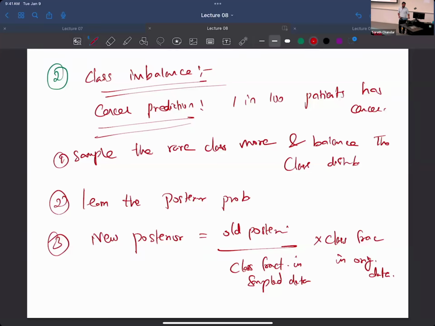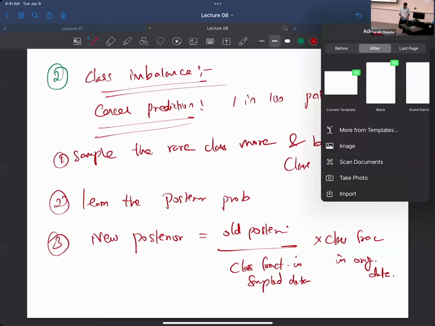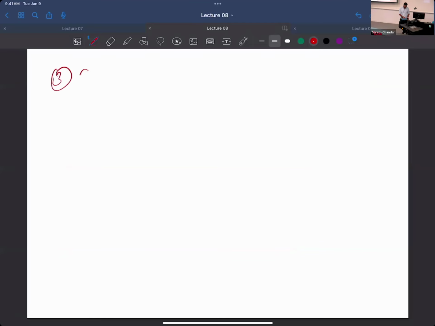If you have access to P of y given x, then you can do this kind of thing easily. The other benefit of having access to posteriors is you can combine models easily.